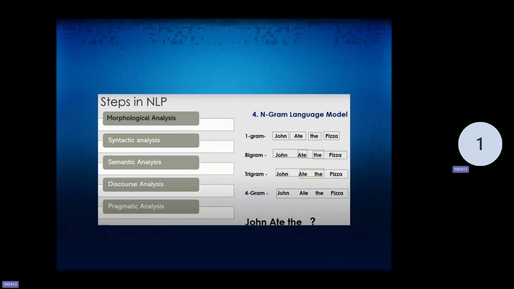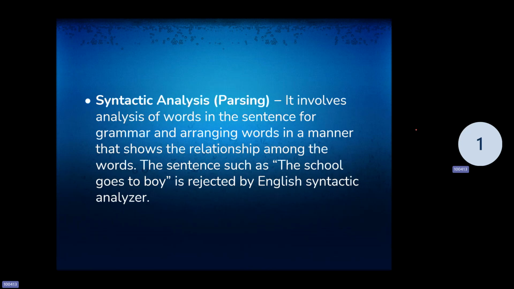So if in a PDF you are searching for some word, it can use the n-gram language model and then find the particular word. Then syntactic analysis involves analysis of words in the sentence for grammar, and arranging words in a manner that shows the relationship among the words. A sentence such as "the school goes to boy" is rejected by the English syntactic analyzer.